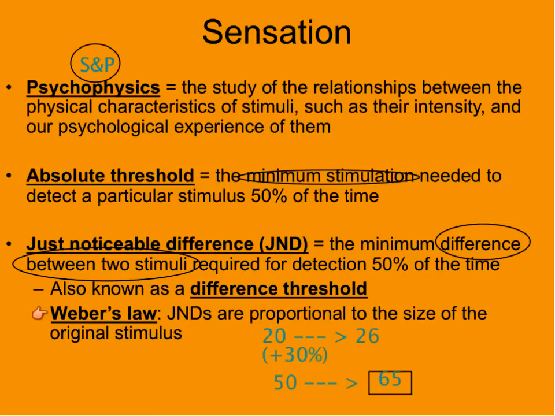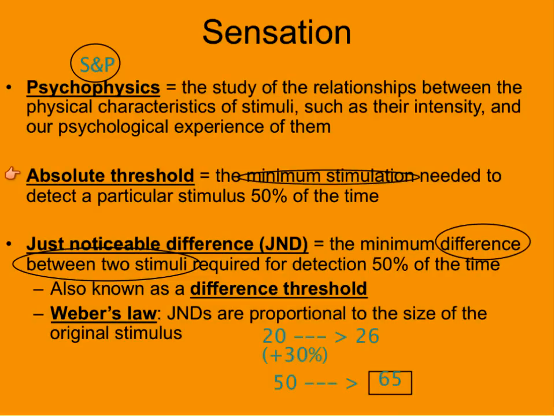Okay, so if it's a 20% increase, what if instead of 10 pounds of books, let's say you were holding 100 pounds of books? For you to notice that the 100 pounds of books got heavier, it would have to go from 100 to 120. We're off and running. So JNDs are proportional to where you started. Okay, does that make sense? Let me stop there for a second. Questions about JNDs, just noticeable differences.